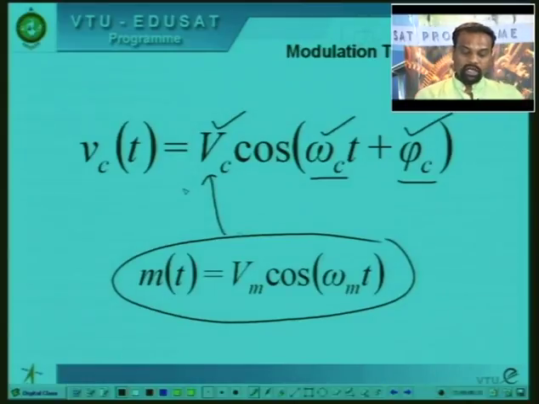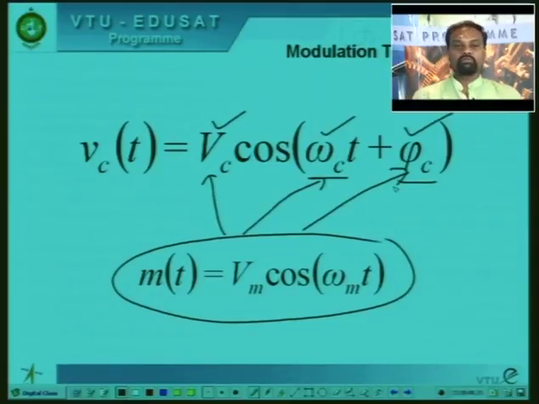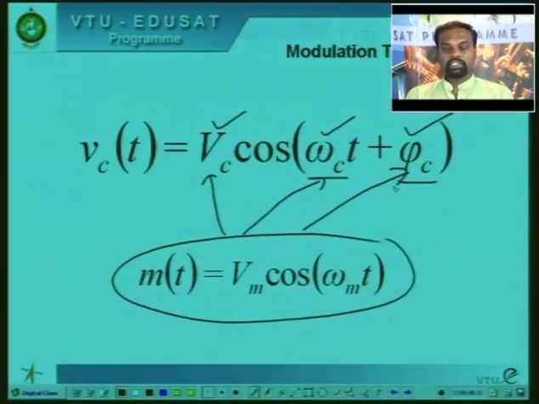Similarly, if this Vm is able to change the frequency of the carrier, we term it as frequency modulation. If it is able to change the phase of the carrier, we call that phase modulation. So these are the three basic modulation techniques that are available: amplitude modulation, frequency modulation, and phase modulation. Now let us understand the first important aspect called amplitude modulation.